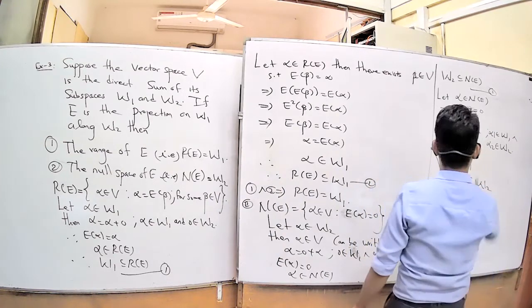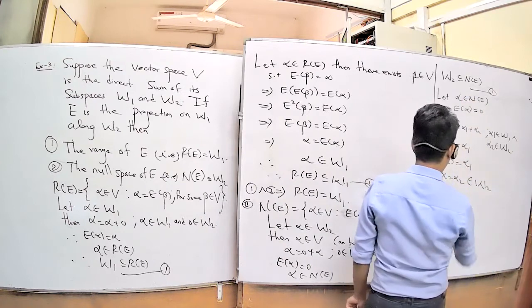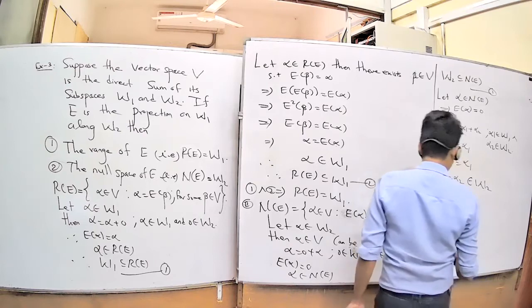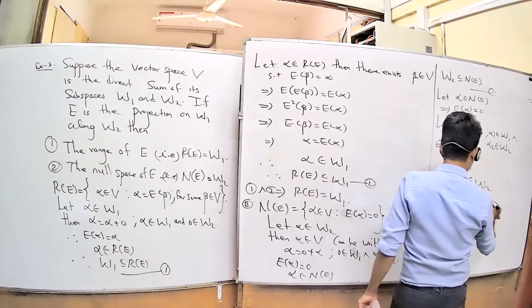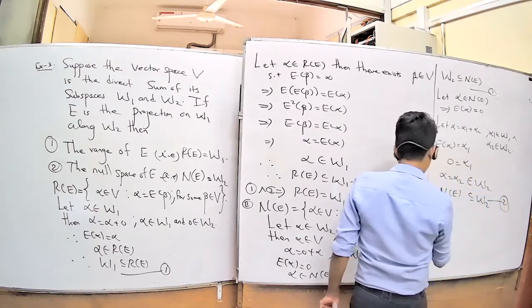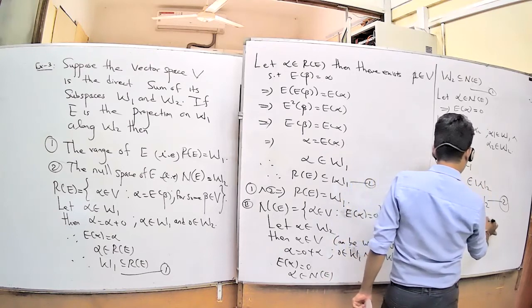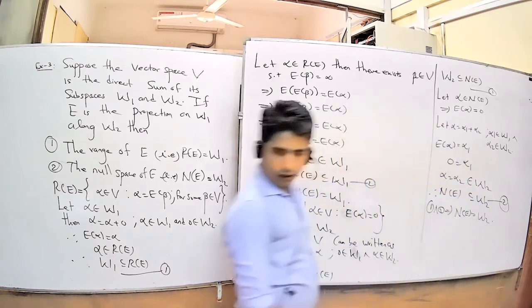We assume that alpha belongs to the null space of E, and we prove that alpha belongs to W2. Therefore, the null space of E is a subset of W2. It is your second condition. 1 and 2 imply we have proved the null space of E equals W2.